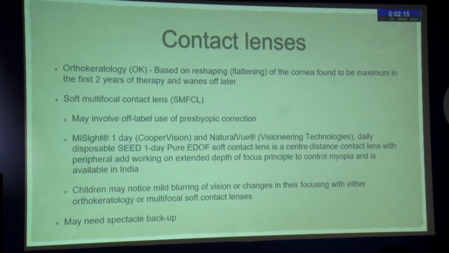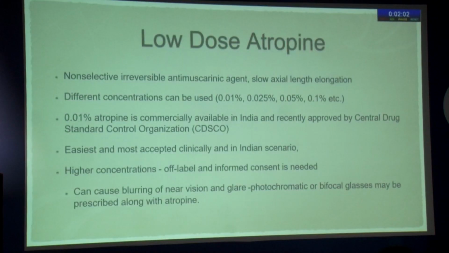We can also plan for orthokeratology or soft multifocal contact lenses, but we all know that multifocal contact lenses or orthokeratology have their own problems. And they may also need a spectacle backup when the child is not wearing these contact lenses. Low-dose atropine is one of the most easily acceptable and documented kinds of anti-myopia treatment in the Indian scenario.